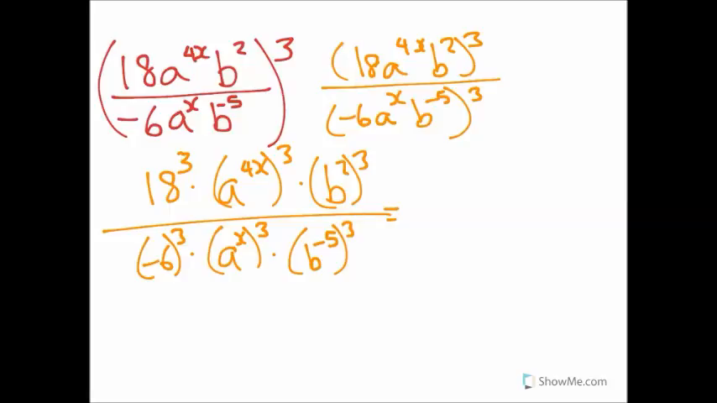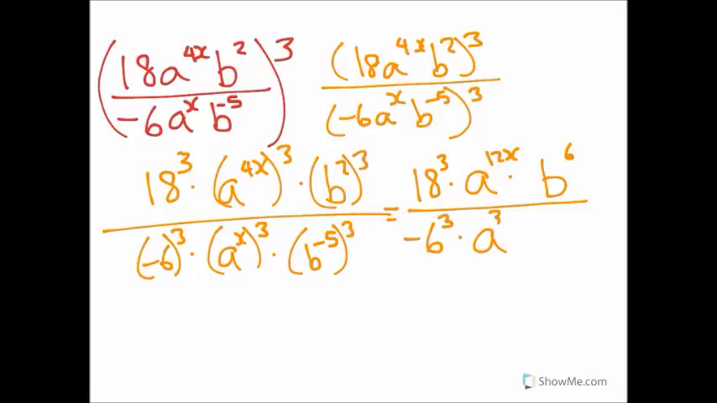And this equals 18 to the third times a to the 4x times 3, or 12x, times b to the power of 2 times 3, or 6, over negative 6 to the third times a to the power of x times 3, or a to the power of 3x, times b to the power of negative 5 times 3, or b to the power of negative 15.